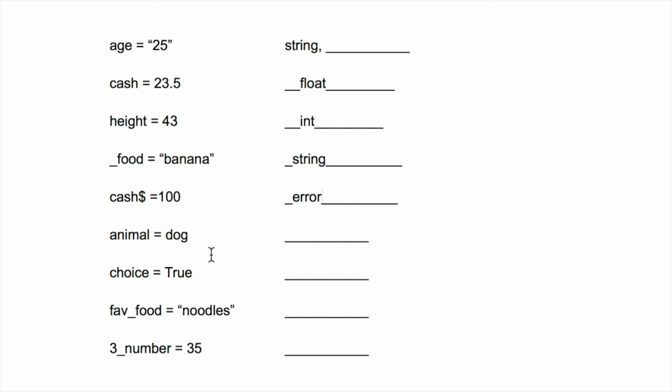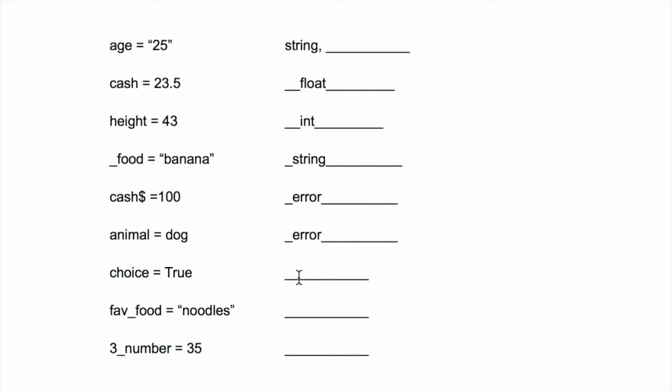Then animal equal to dog. In this case, it's a bit tricky because this one doesn't have quotation marks, compared to this banana here, which means that the computer is not going to recognize dog as a string here. Instead, it's going to recognize dog as a variable. But we have not declared any variable called dog here, so it's going to give you an error in that case. So for now, I'm just going to take it as an error because there is no dog variable we have defined here.